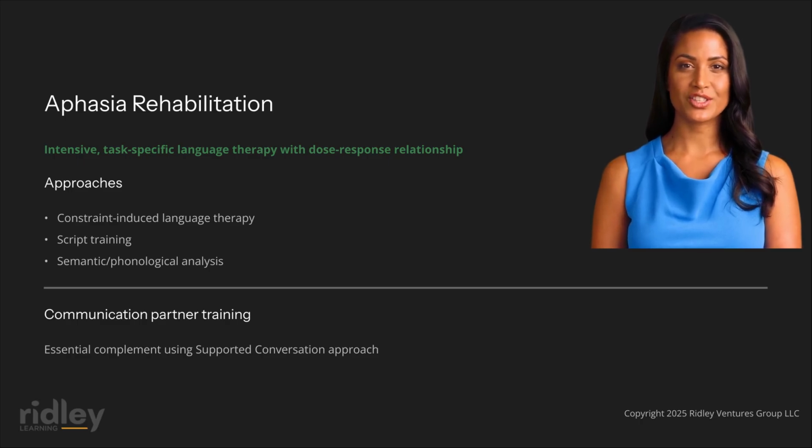The supported conversation for adults with aphasia approach provides a structured framework for partner training that has demonstrated effectiveness in improving both partner communication behaviors and communication success in interactions with aphasic individuals.